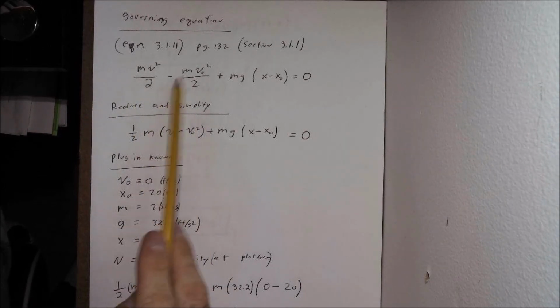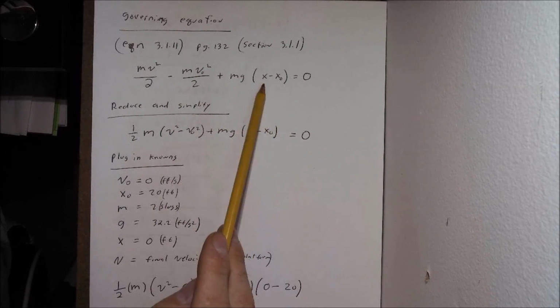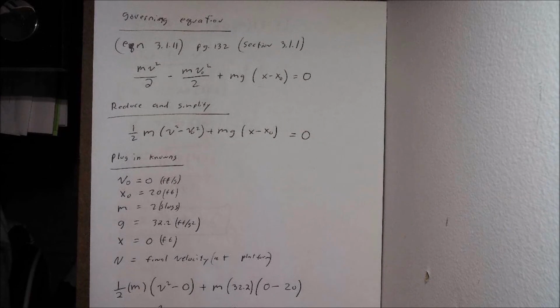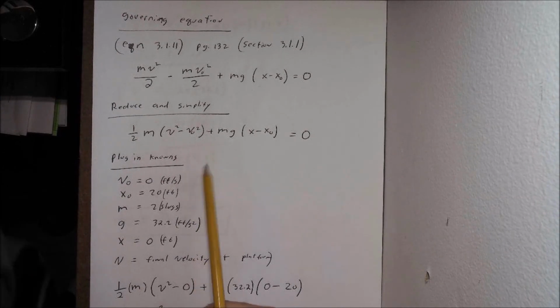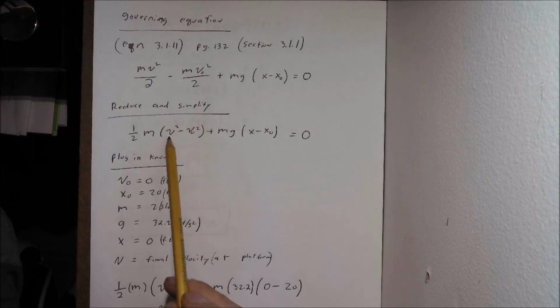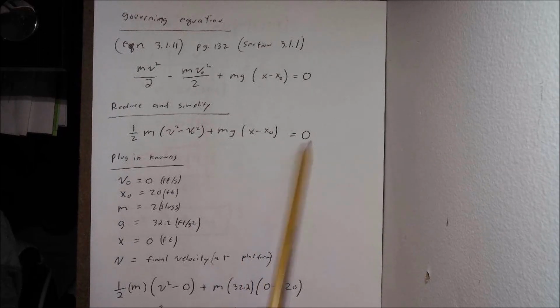mv squared over 2 minus mv naught squared over 2 plus mg times our difference in position, x minus x naught, final position minus initial position, is equal to 0. Reduce and simplify the same way we did in the first part of our solution: 1/2 m times the difference in our velocities, final velocity minus initial velocity, squared, plus mg times our final position minus initial position is equal to 0.